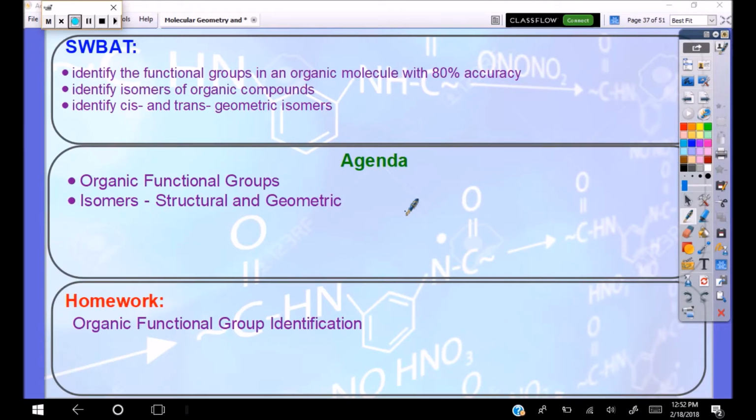Hello class, today we're going to identify the functional groups in an organic molecule with 80% accuracy. We're going to identify isomers of organic compounds, and we're going to identify cis and trans geometric isomers.